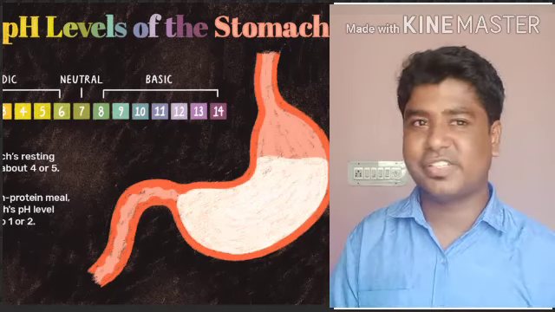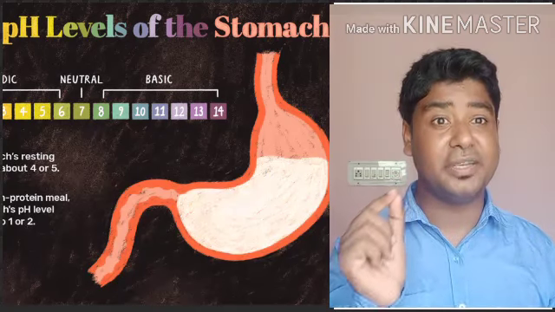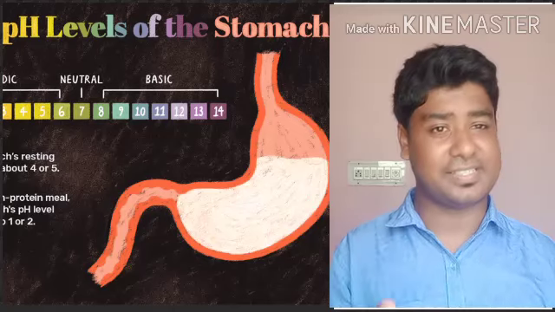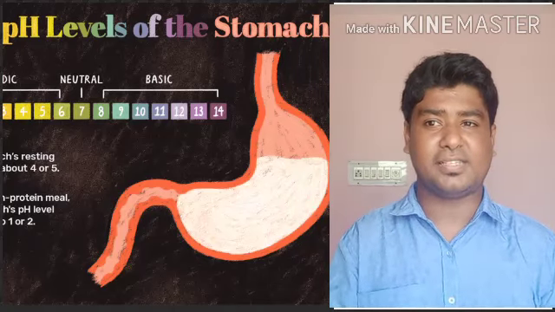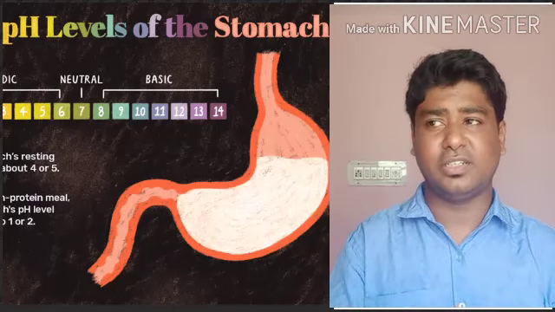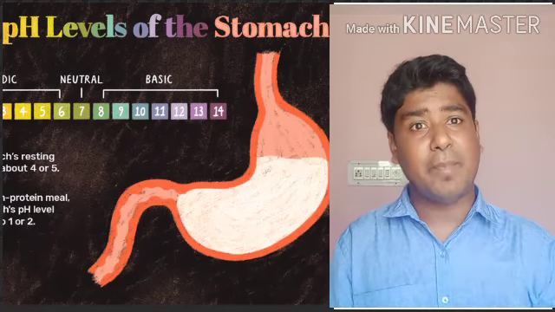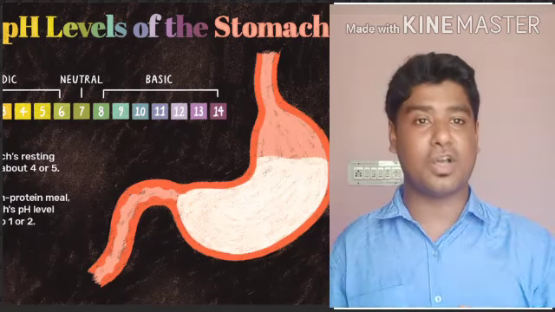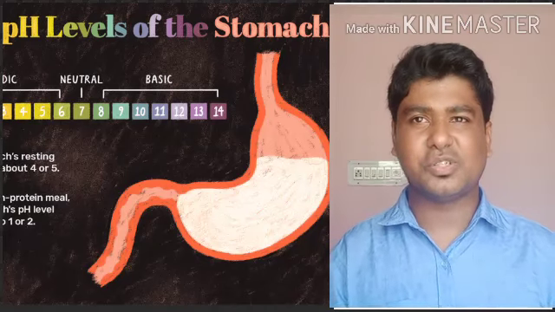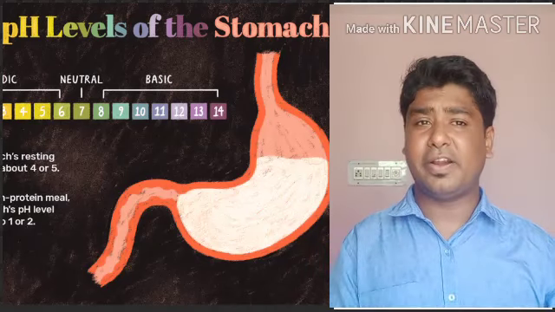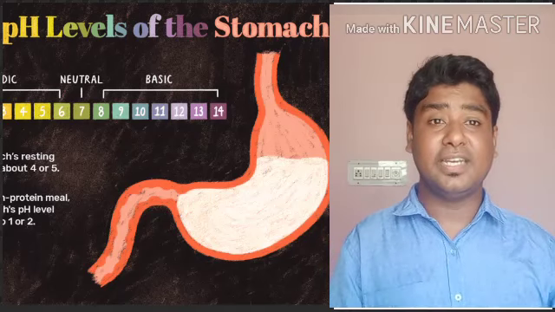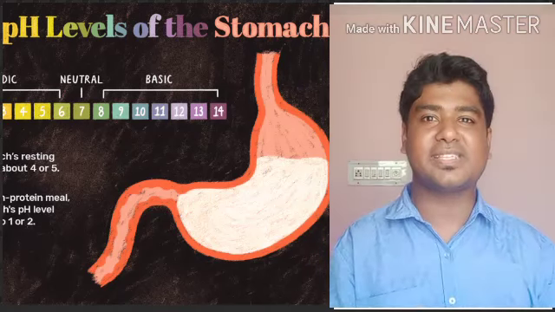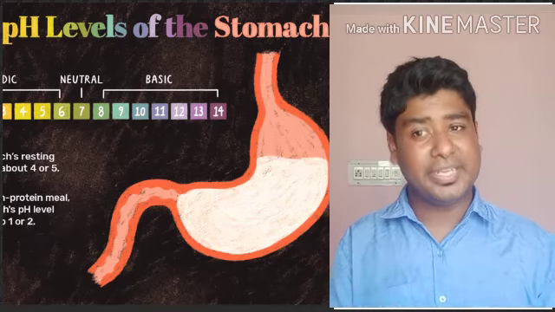What is the function of this hydrochloric acid? That is a very important question. There are two major functions. One is it kills the bacteria or some kind of microorganisms which enter along with our food. Those bacteria will be killed. Apart from that, the next thing is it makes the medium acidic. That's important. It makes the medium acidic, meaning the pH.